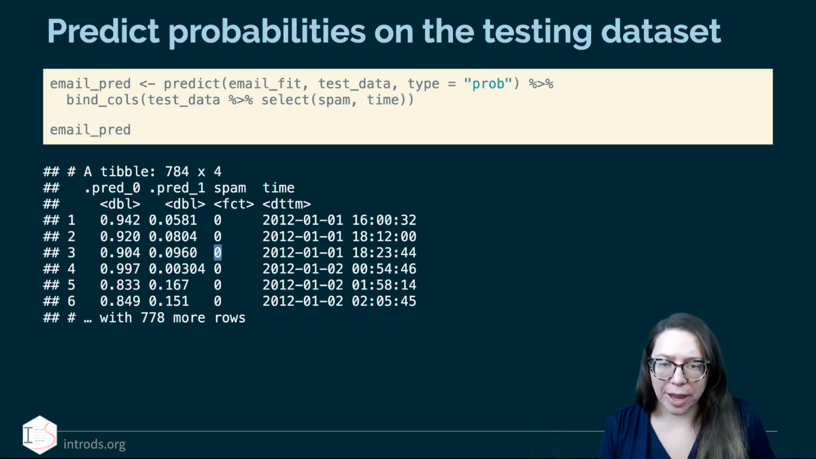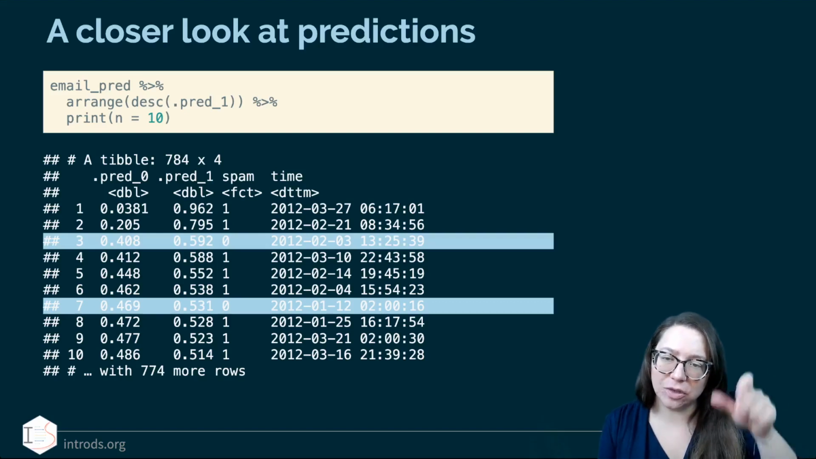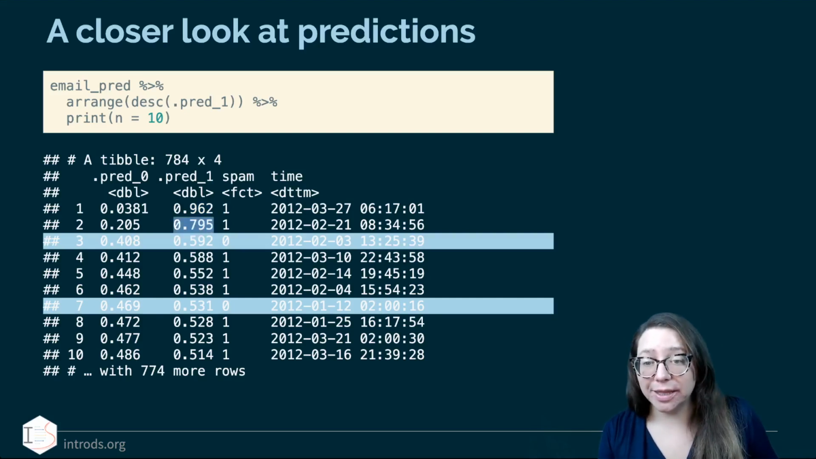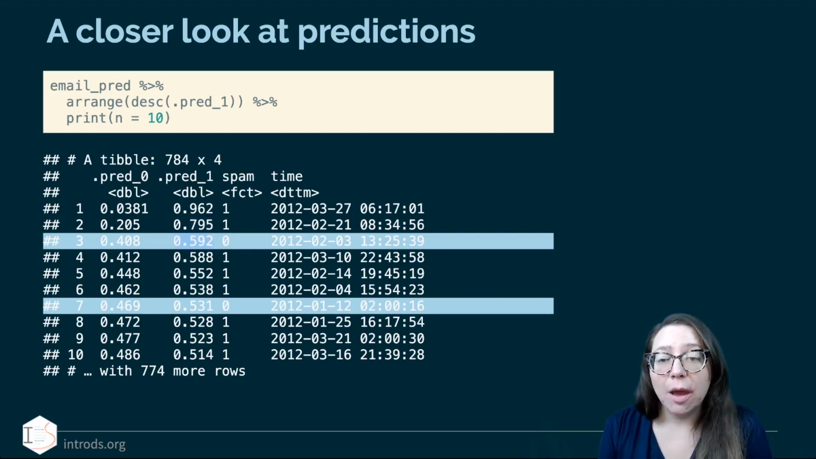Now, this is looking like we have a 100% hit rate here, but that's only true for the first 6 observations. We can take a closer look. So what I've done here is I've arranged the data based on the predicted probability of spam in descending order. So this particular email, for example, the first one had a pretty high probability of being spam, and in fact it was. And similarly, the second one, again, pretty high probability of being spam, and in fact it was. But let's take a look at this third one.